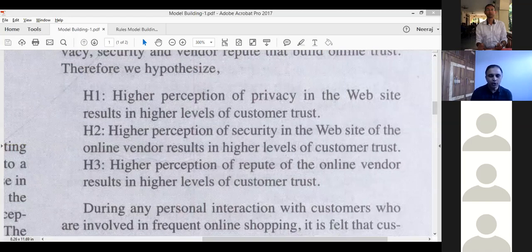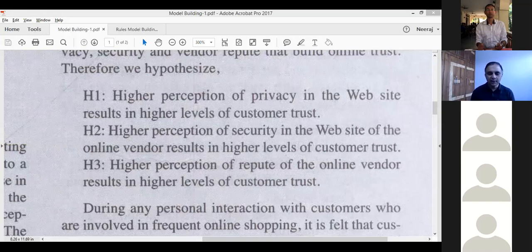Perception of repute of online vendor results in a higher level of trust. Again, 2 variables. Perception about what? Is it about privacy or security? No. In the third, we have taken perception about the reputation. Whose reputation? Of the online vendor. So we have taken the perception of the people about the reputation of the online vendor, and we are saying that the higher the positive perception, the higher will be the trust. Again, 2 variables: perception of repute, circle, and an arrow will go towards the trust of the first one.